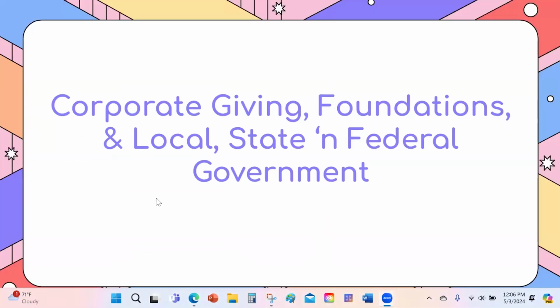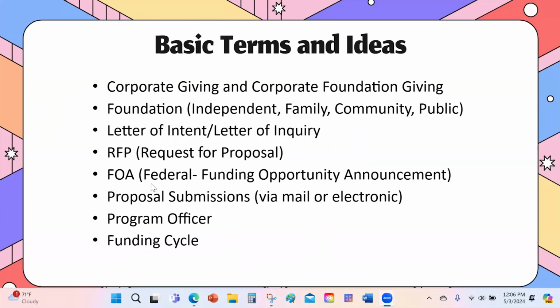Today, we're going to talk about giving from corporations, corporate foundation arms, foundations, and then local, state, and some federal funding. So some of our basic terminology that we're going to use today, we're going to talk about corporate giving, the corporate foundation. We're going to talk about foundations in general. If you want to deep dive into corporate giving and foundation giving, go back and hang out with our session 5 a little bit, where we talked all about that for a good 45 minutes.